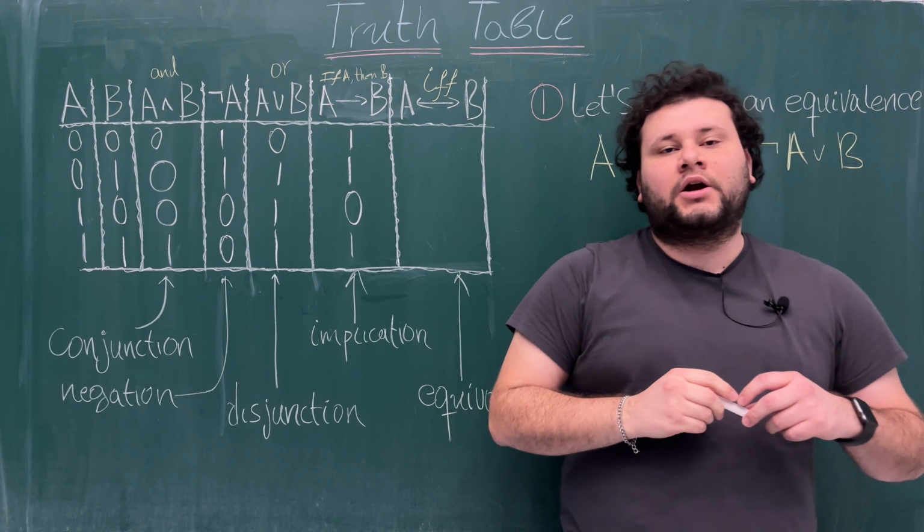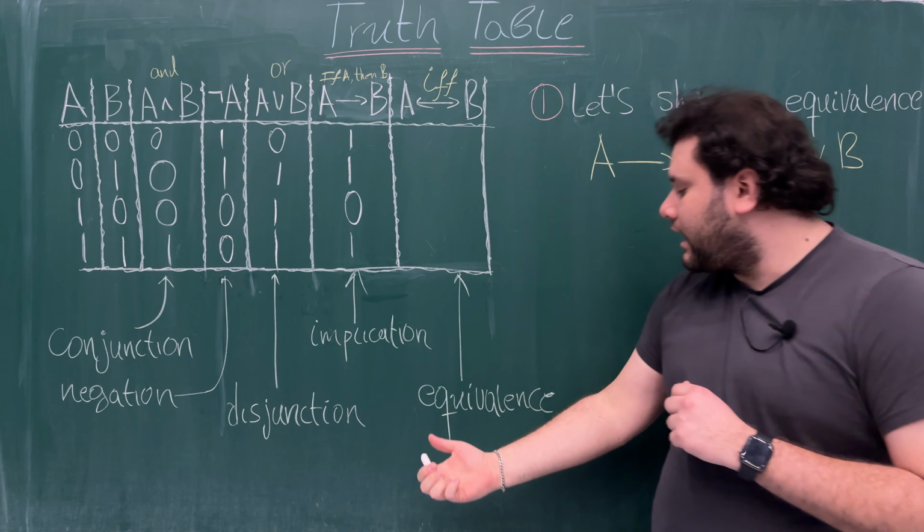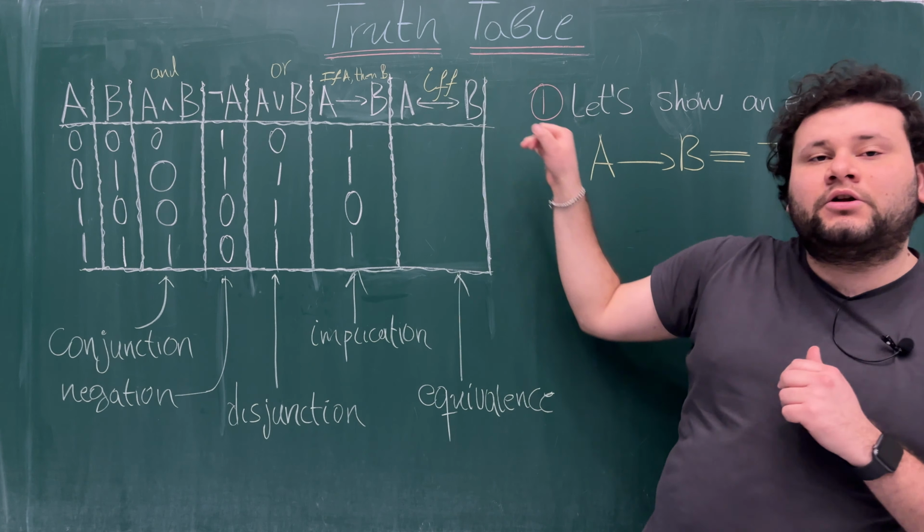Now the last one that we are going to discuss today is the equivalence, or if and only if. By the way, we can denote all these logical connectors in the following way. As you can see, A and B is going to be denoted in this way, the negation in this way, and so on. But let's go back to the equivalence. An equivalence is going to be true if both A and B are true or false at the same time. In all the other cases, this is going to be false.